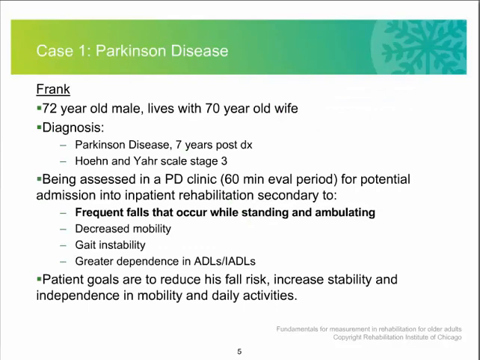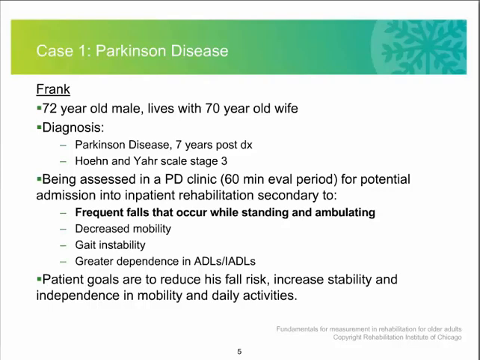Frank, a 72-year-old male with Parkinson's disease of 7 years duration, will be the first case that we discuss. This case will provide an opportunity to demonstrate the selection of instruments for specific clinical situations. Frank has Parkinson's disease, classified as Hoehn and Yahr stage 3, which indicates bilateral Parkinson's symptoms with mild to moderate disability and impaired postural reflexes. This stage also indicates that Frank is currently still physically independent, but demonstrating increased severity of impairments.